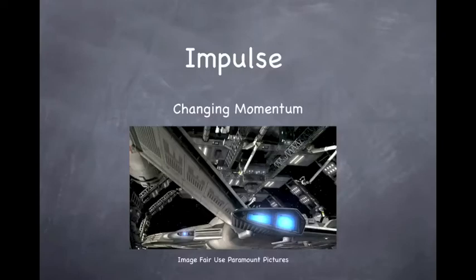Okay, this lecture is going to focus on impulse, which is defined as changing momentum. Instead of a quote, we have a picture of the Starship Enterprise, because it's described as the impulse engine. The impulse engine would be something that changes the momentum of, in this case, a spaceship, but really any engine is going to do that. Anything that allows you to change the velocity is going to change an object's impulse.